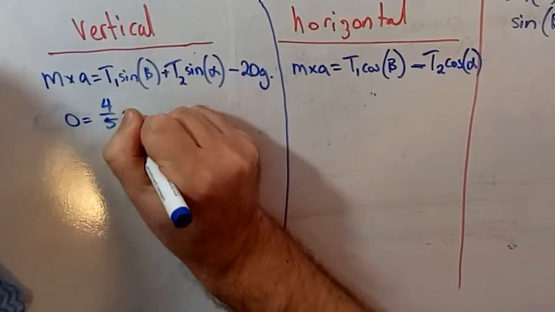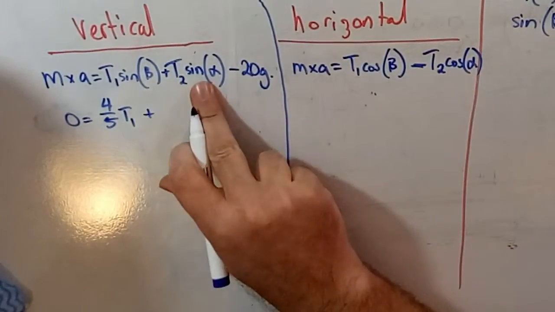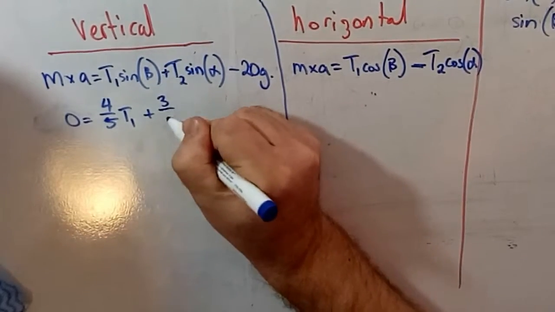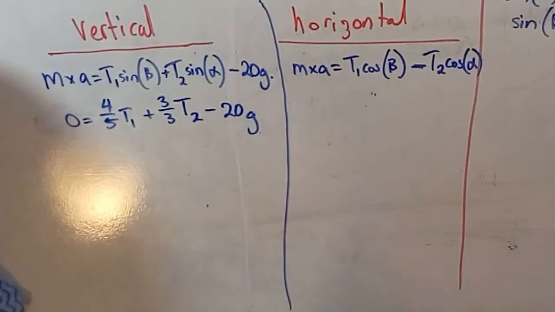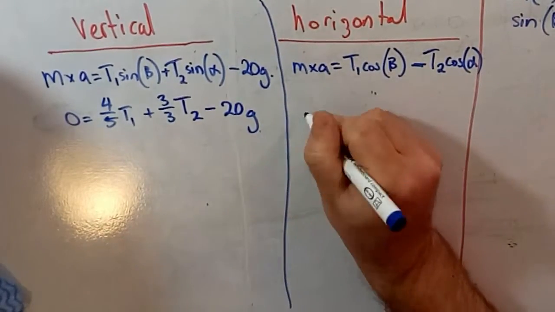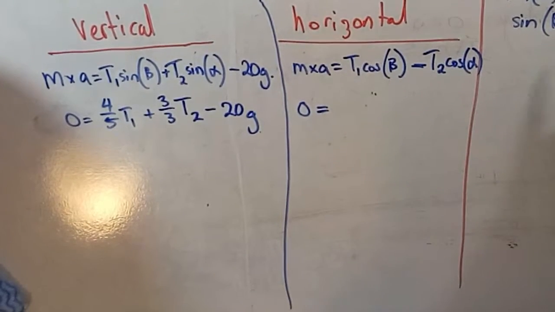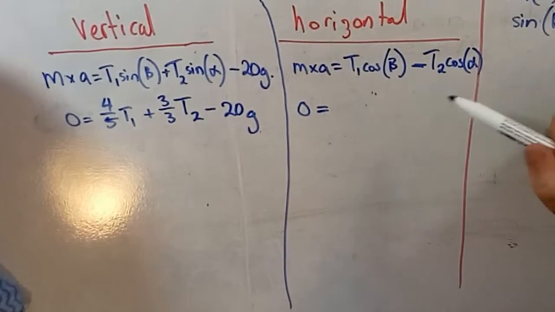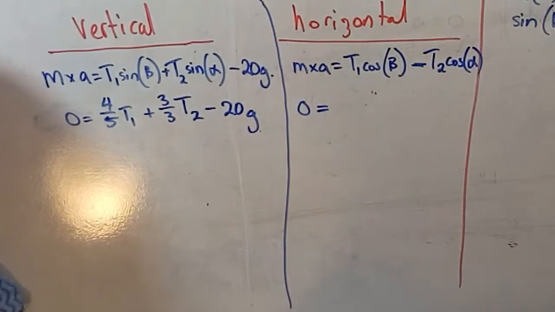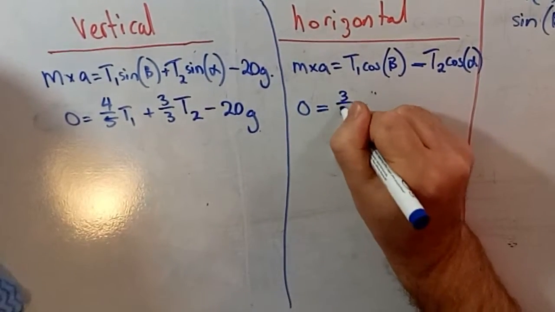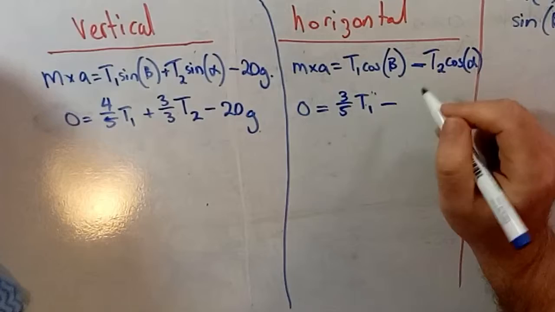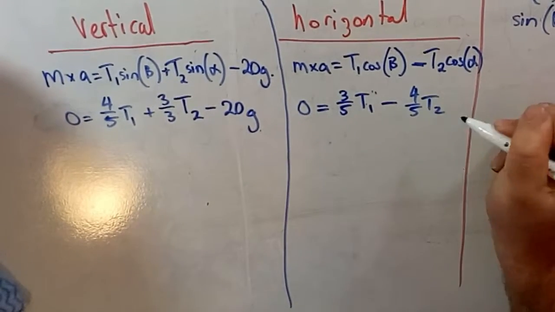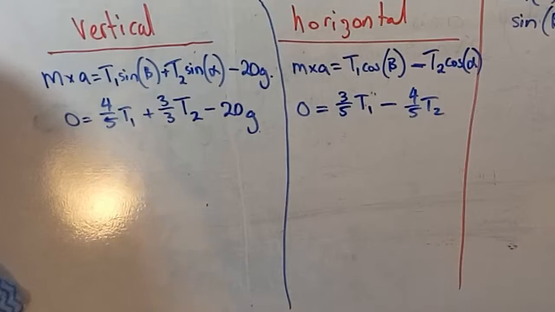So sine beta is 4/5 and sine alpha is 3/5. So, 4/5 T1 plus 3/5 T2 minus 20g equals m times a. Now a is 0. We've got a static system, which means it's not moving, it's not accelerating. So cos of beta is 3/5, so 3/5 T1 minus cos of alpha, that's 4/5 T2. Okay.